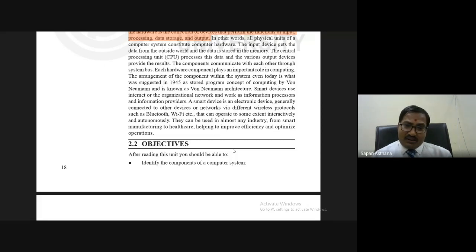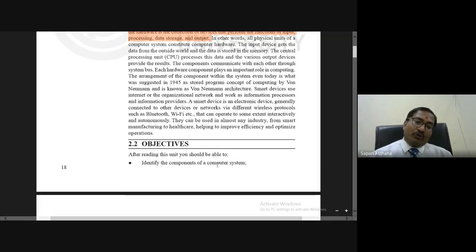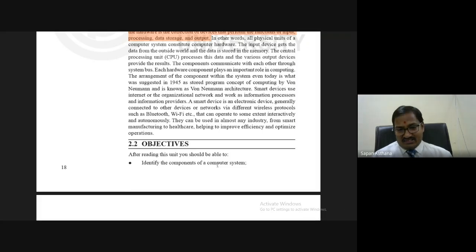Okay. Take the example of the ATM. How many learners know that as of today, you can withdraw money without an ATM card? Does any learner know the concept? Yes or no?